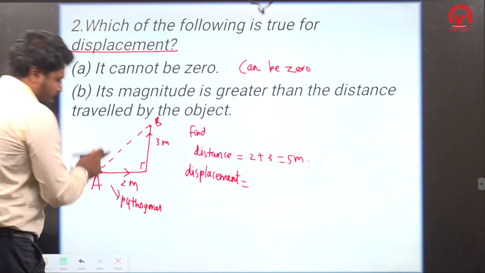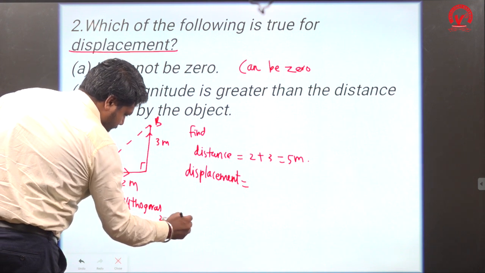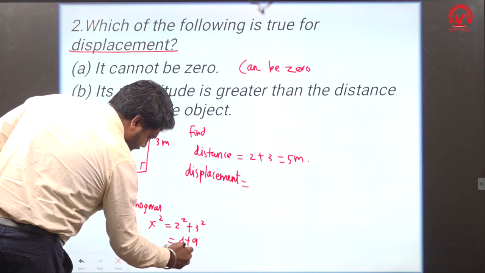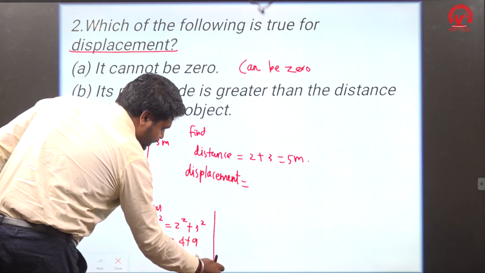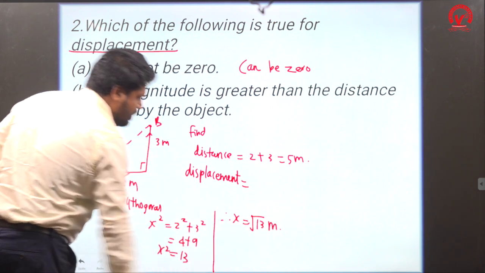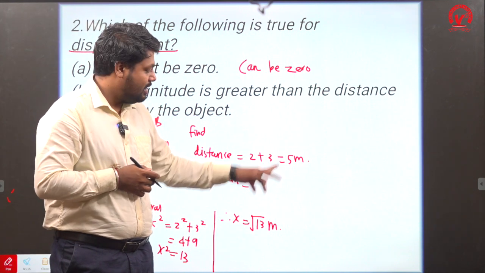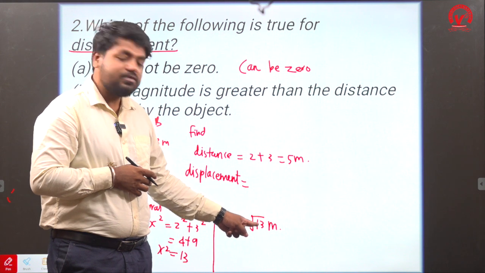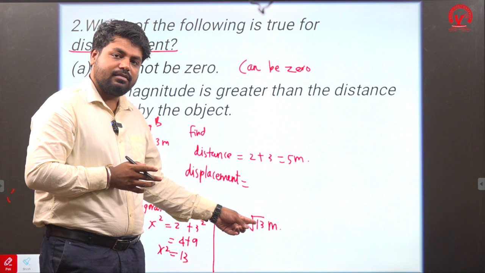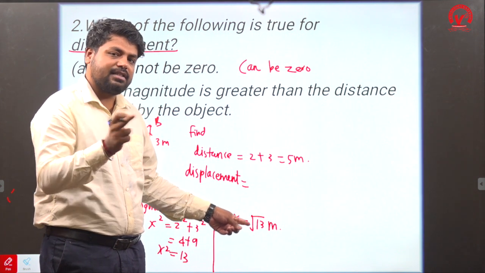What is Pythagoras? Hypotenuse square is equal to opposite square plus adjacent square. So x square is equal to 2 square plus 3 square, which is equal to 4 plus 9, which is equal to 13. So x square is equal to 13. Therefore, x is equal to root of 13 meter, which is very much smaller than the distance. Distance is 5. If it were root 16, what is the value of root 16? 4. But here there is no 16, only 13 is present. So root 13 is less than 4; it will come to 3 point something.